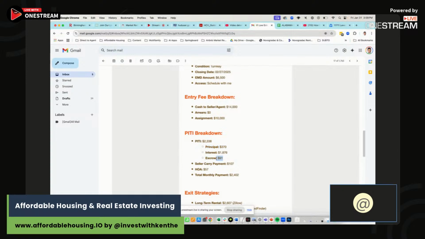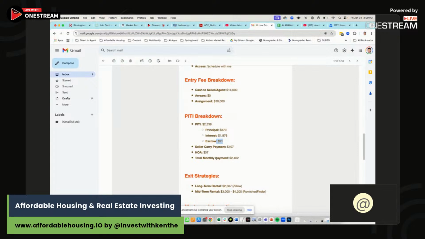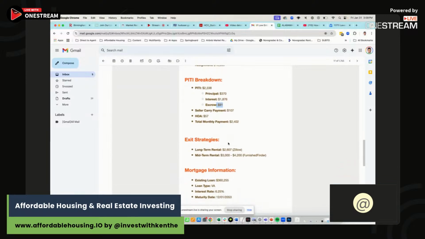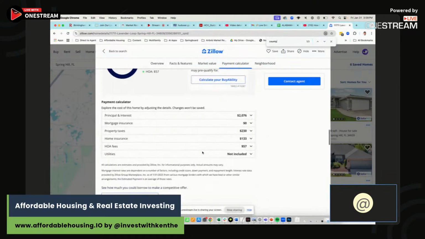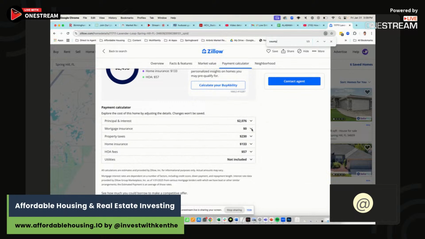I don't believe that. Your escrow is $91? No way. Especially with you being in Florida where insurance is going up. I just have a really hard time believing that's 2402, because there's taxes and insurance that maybe it's not being included in here. Let's see. Is there a payment calculator here on this? Mortgage insurance, property taxes. Right here, even this says 230 and this is 133.